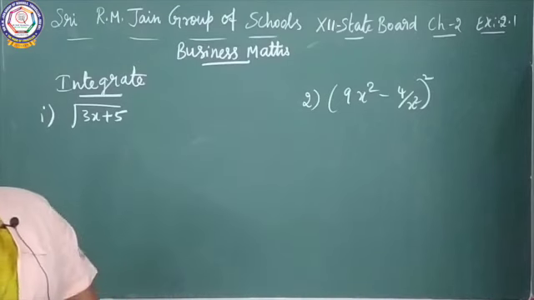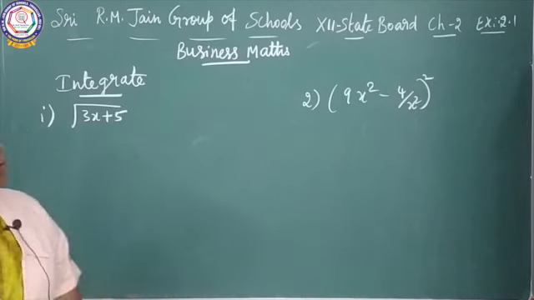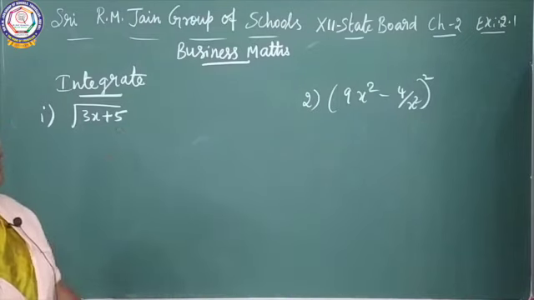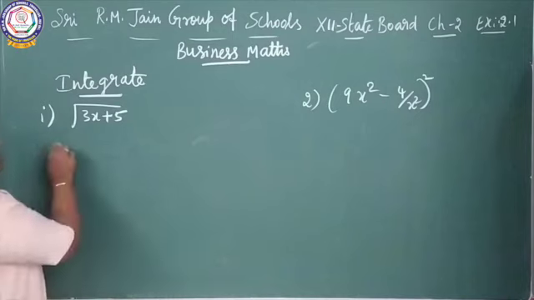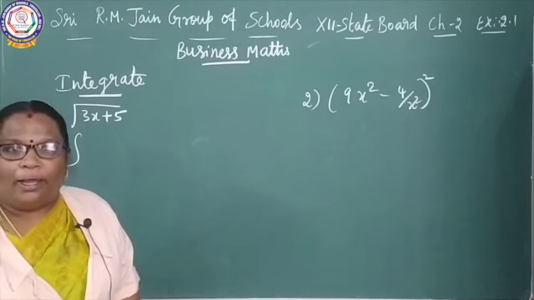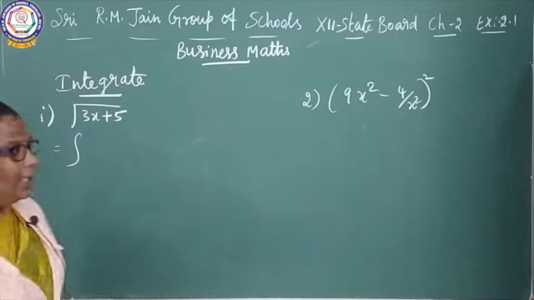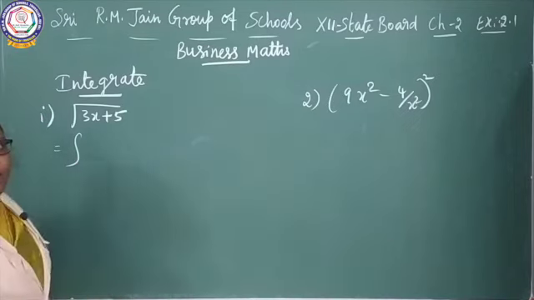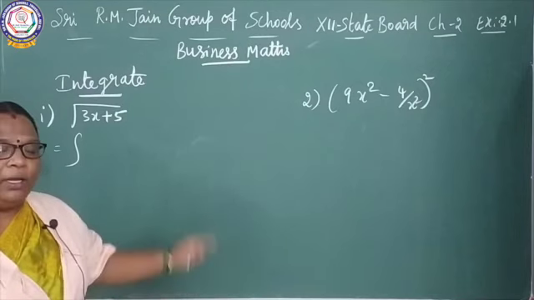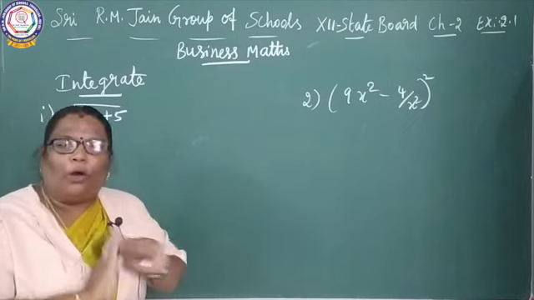Children, this is 12th standard state board, chapter 2, integration, business maths, exercise 2.1: root of 3x plus 5. I hope you have all gone through the formulas. You should learn all the formulas by heart thoroughly, then you will move on to the sums. Integration is a very important chapter when you are going for higher studies, ICWA or CA also. So go through all the formulas thoroughly.